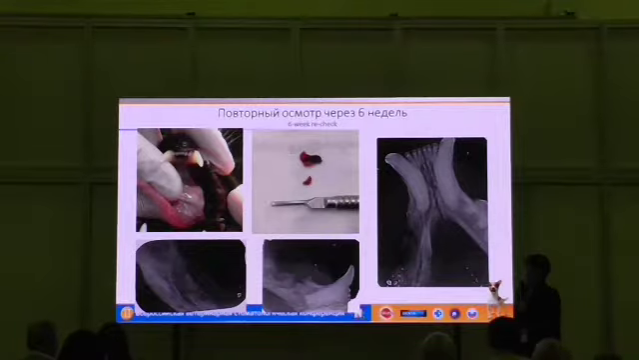But the client again declined, so we did debridement as much as we were able to, and still kept the animal on pain medications and antibiotics.